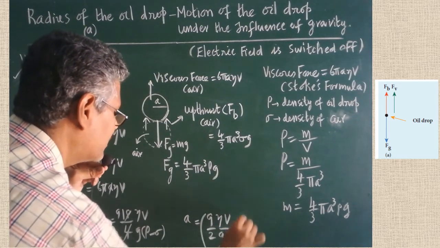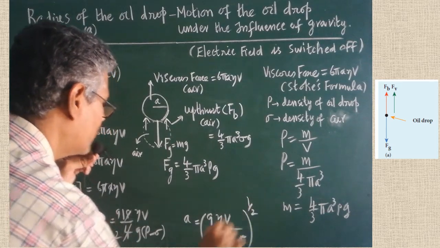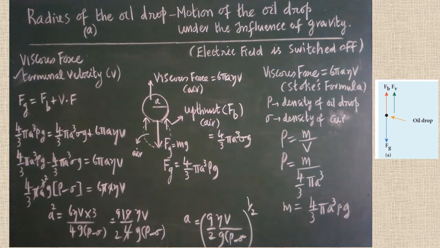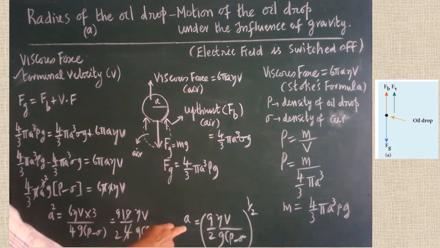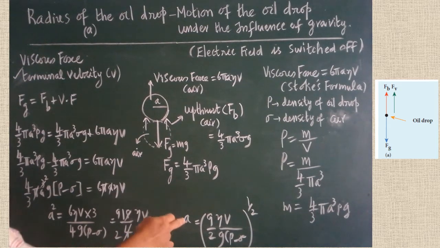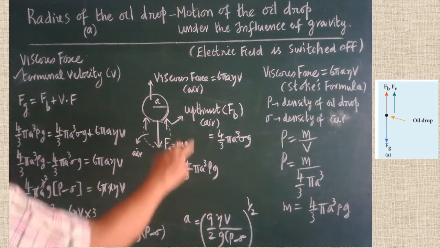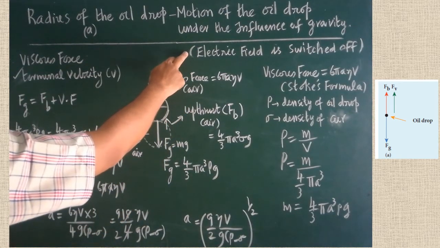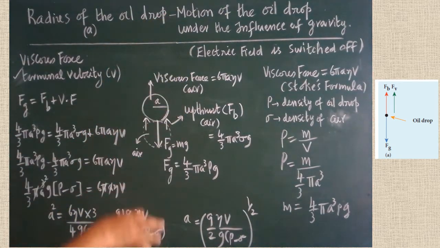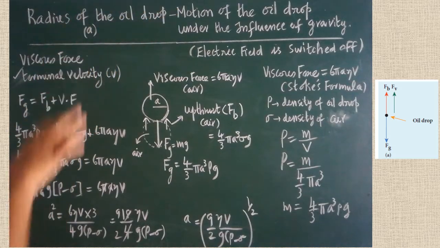After that, take the square root. You will get the expression for a. So this is called the expression for the radius of the oil drop. This expression for the radius of the oil drop should be substituted in the next derivation. While deriving this expression for the oil drop, the electric field must be switched off. Everything is based only on the gravitational force.